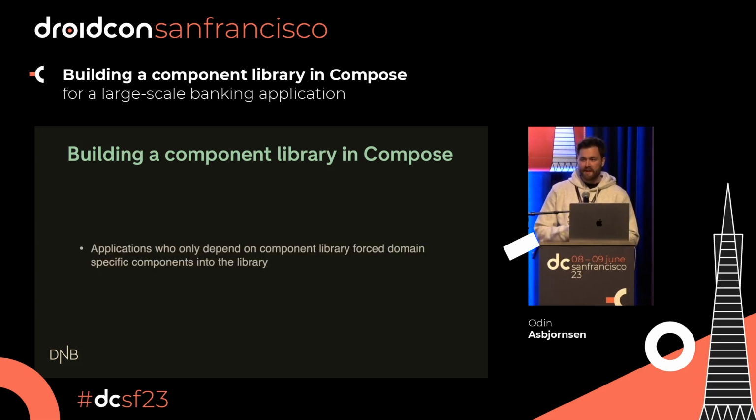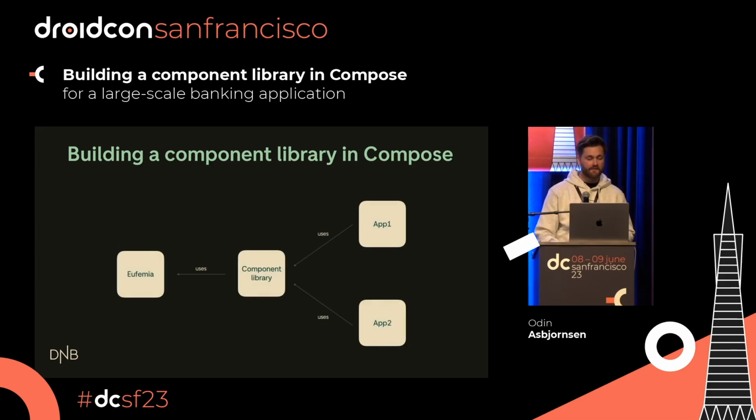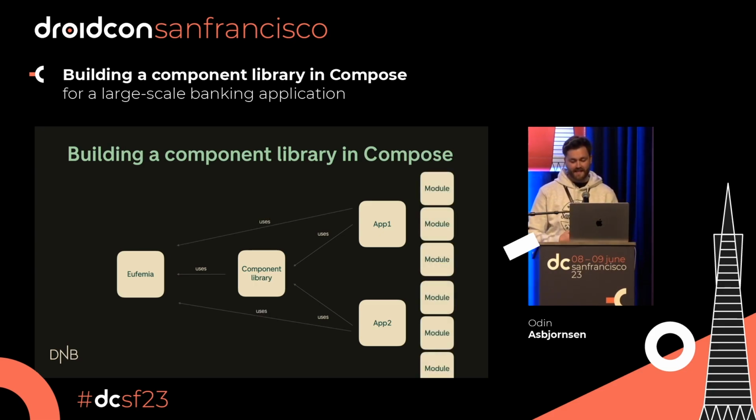We also found a very interesting thing, which was that applications depending only on this component library and not the Euphemia atoms actually forced their domain-specific information into this library. And we did not want to expose that information through the other apps as well. So if we go back to the architectural diagram that we had here, this quickly became more like this. And then also all of these apps were modularized, and they contained their domain-specific Compose code as well.